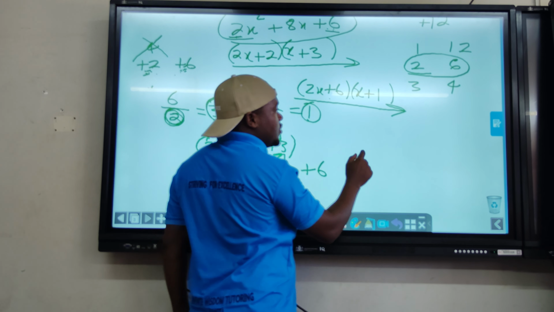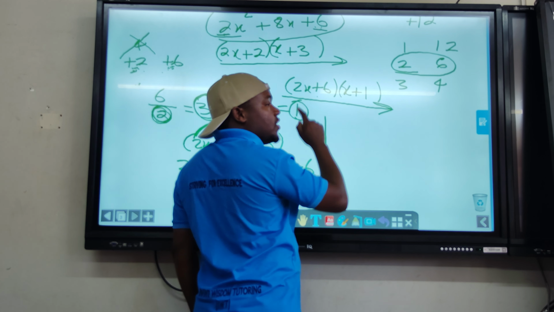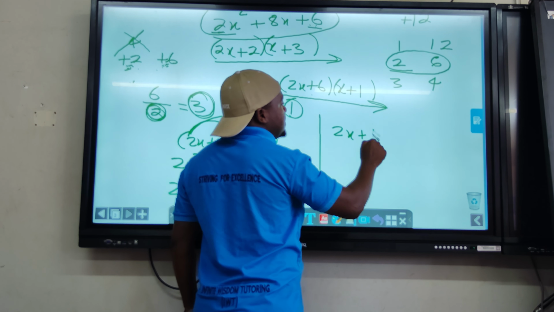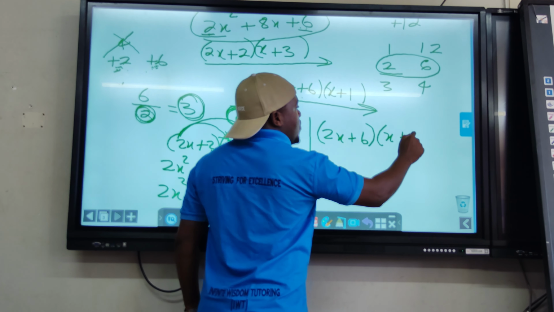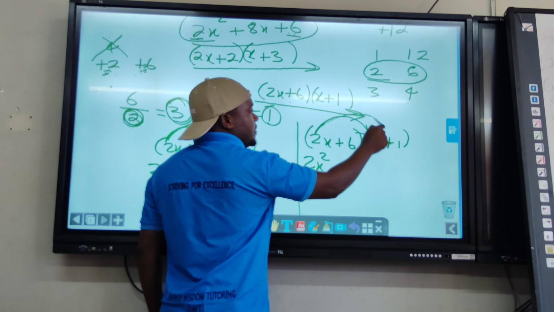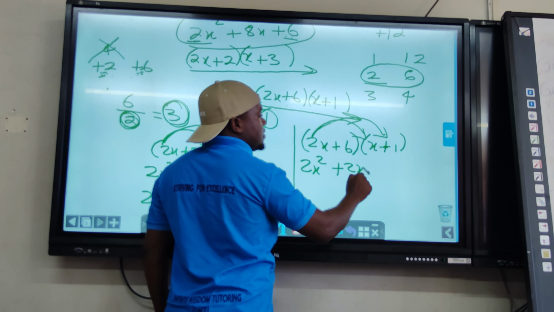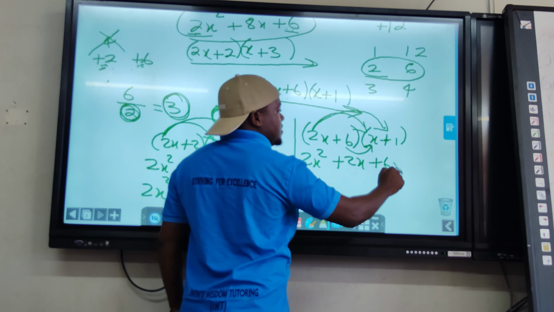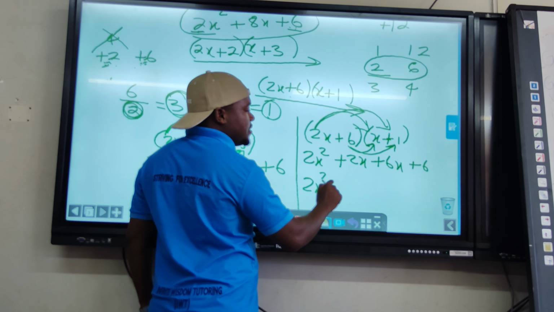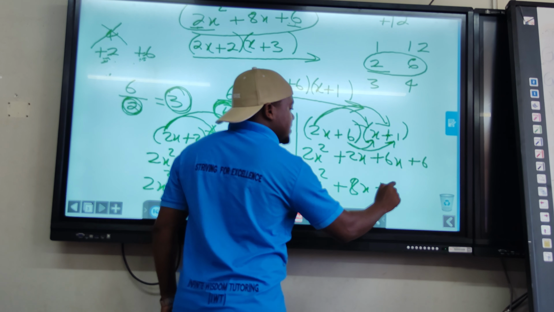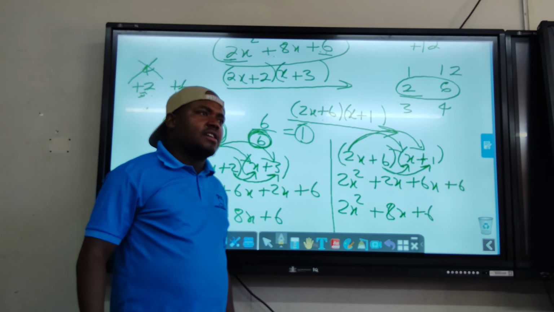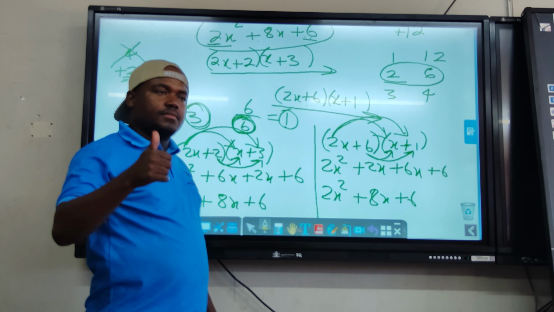And the other one is this one, to verify if it's also a factorized form of that expression. So 2x plus 6 in x plus 1. So what do you get? 2x squared, 2x, 6x, plus 6. And then the answer will be 2x squared plus 8x plus 6, which is exactly what you have at the top. Does it make some sense? Yes. Yeah, I think it's okay.